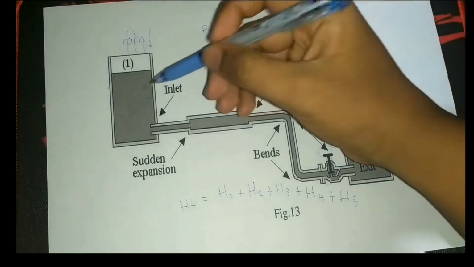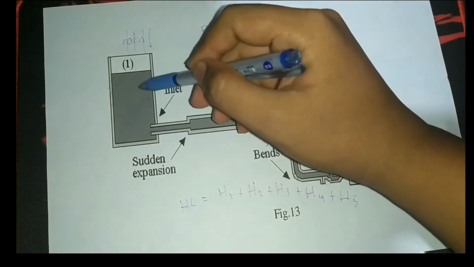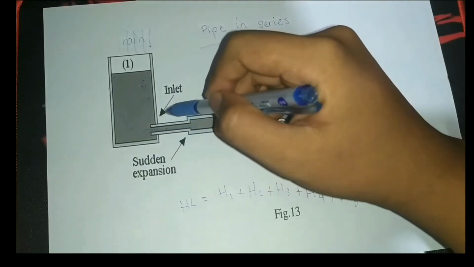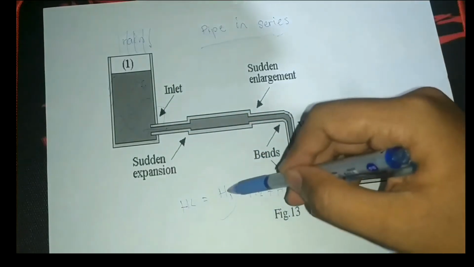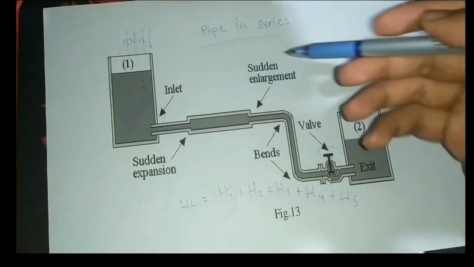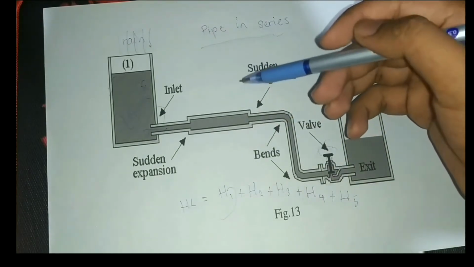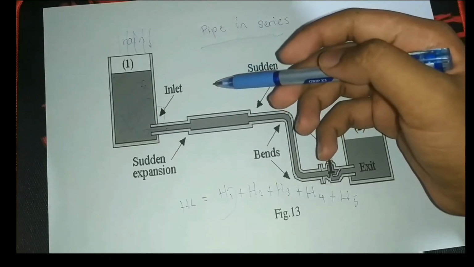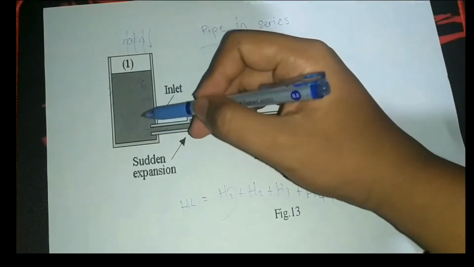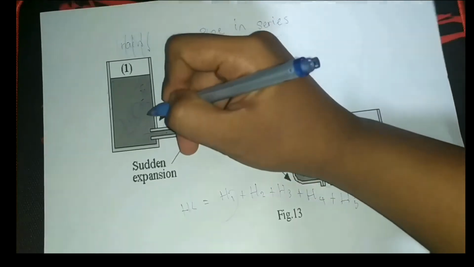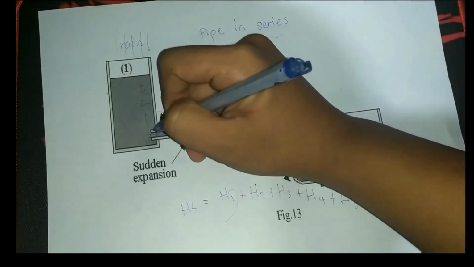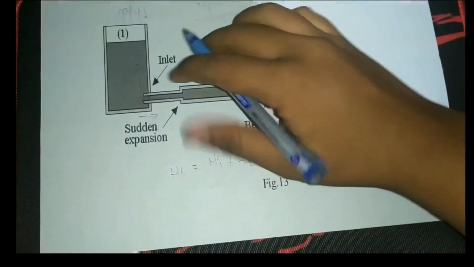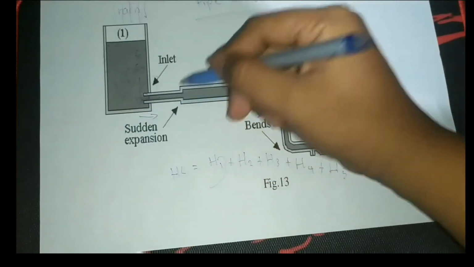Firstly, at the storage tank to the inlet, it is called entrance loss, H1. Entrance loss is a special case of a contraction that occurs when a fluid flows from a tank into a pipe. So this is the flow from the tank to the inlet.